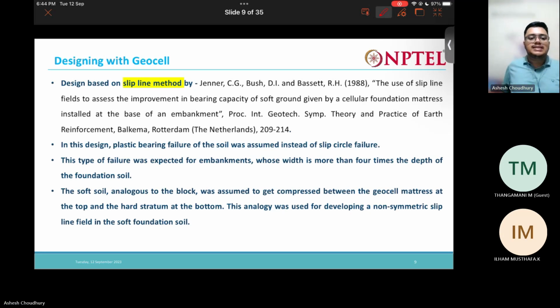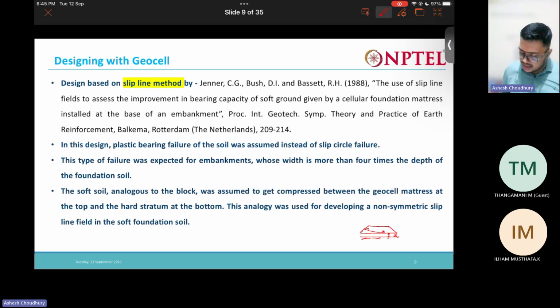So this type of failure, the failure for which we will be designing this geocell in our specific case, is only specific to the case where the width of the embankment is more than 4 times the depth of the foundation. So we have an embankment on a foundation soil, and here we have the strong base. So this depth D of the soft foundation soil should be more than 4 times the width.